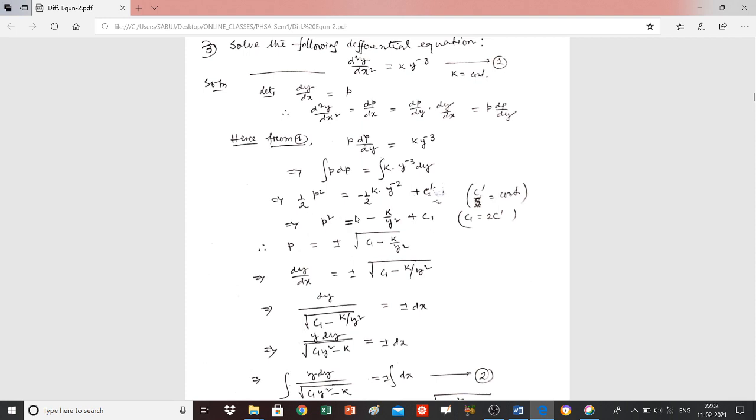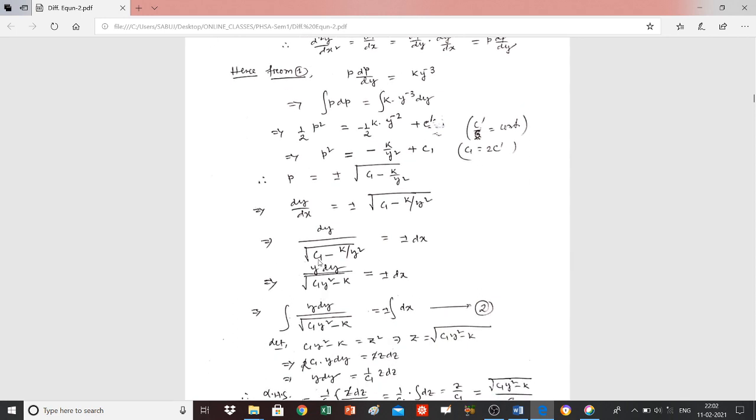So from here, p² = -k y^(-2) + 2c′, where the half and this half cancel, and 2c′ is taken as c1. So p² = -k/y² + c1, or p = ±√(c1 - k/y²). So p = dy/dx = ±√(c1 - k/y²). And from here you can write dy/√(c1 - k/y²) = ±dx.